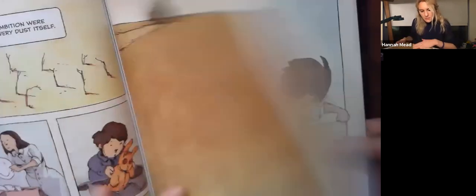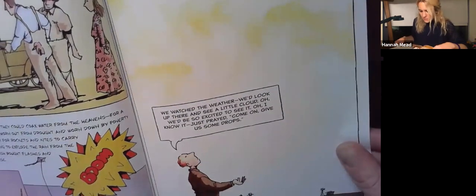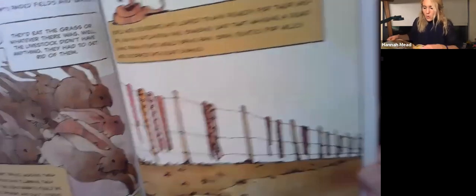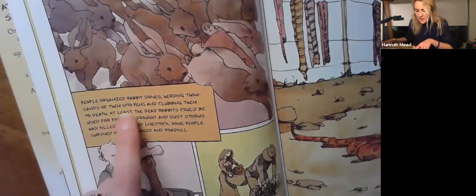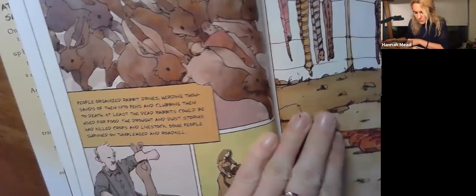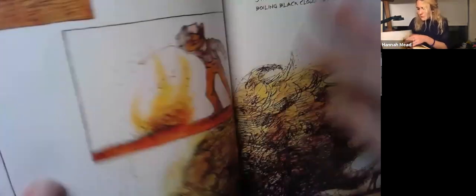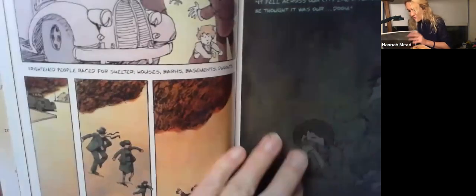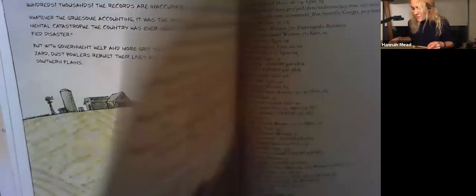Oh, wait a second. Am I seeing some things come up that are more positive? Oh, wait. So it looks like people start to try to help. People organize rabbit drives, herding thousands of them into pens and clubbing them to death. Oh gosh, no, things just get worse and worse. More problems, more problems. What else? Very, very end. Wow. Just seems like it keeps getting worse and worse. Yeah, there actually is no positive ending really here.